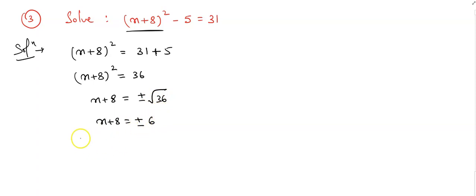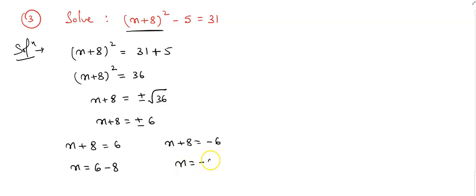Now it is plus or minus 6. So let me divide it into two parts. That is m plus 8 is equals to plus 6, and again m plus 8 is equals to minus 6. Then m is equals to 6 plus 8 comes this side, minus 8. Here m is equals to minus 6 plus 8 comes this side, it becomes minus 8. Am I right? Then m is equals to 6 minus 8.